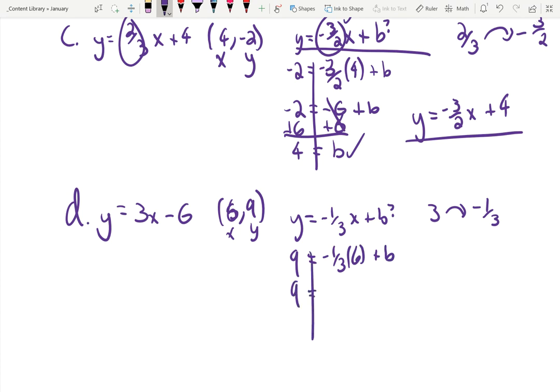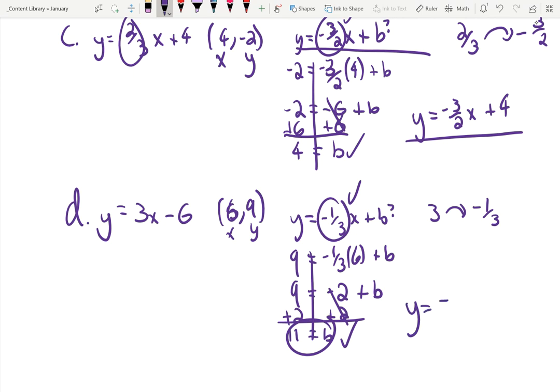Okay, let's do the math. 9 equals -1/3 times 6, which is going to be -2. So we'll add the 2 to cancel it out. It's going to be 11. So our correct value of b is 11. We have the correct slope is -1/3, and the correct y-intercept is b. So our answer should be y is equal to -1/3 x plus 11.